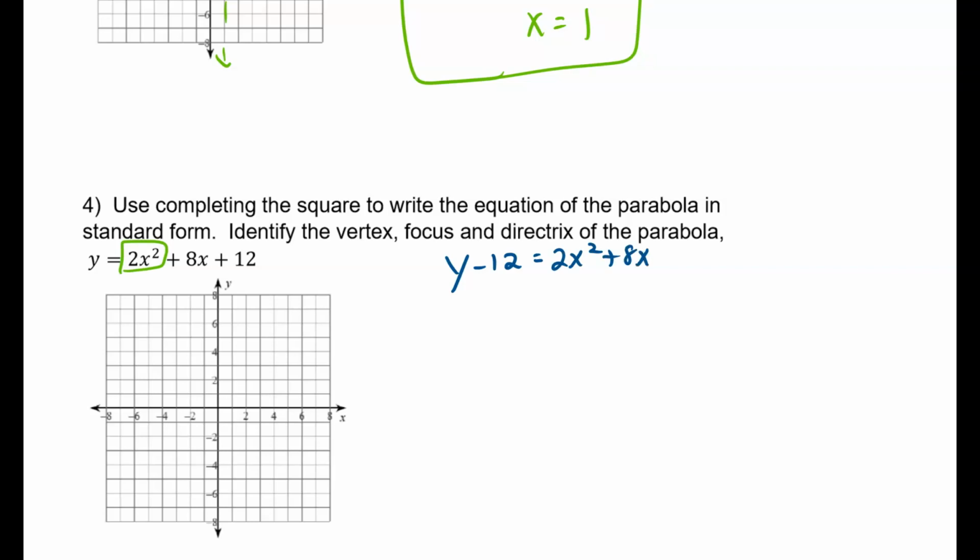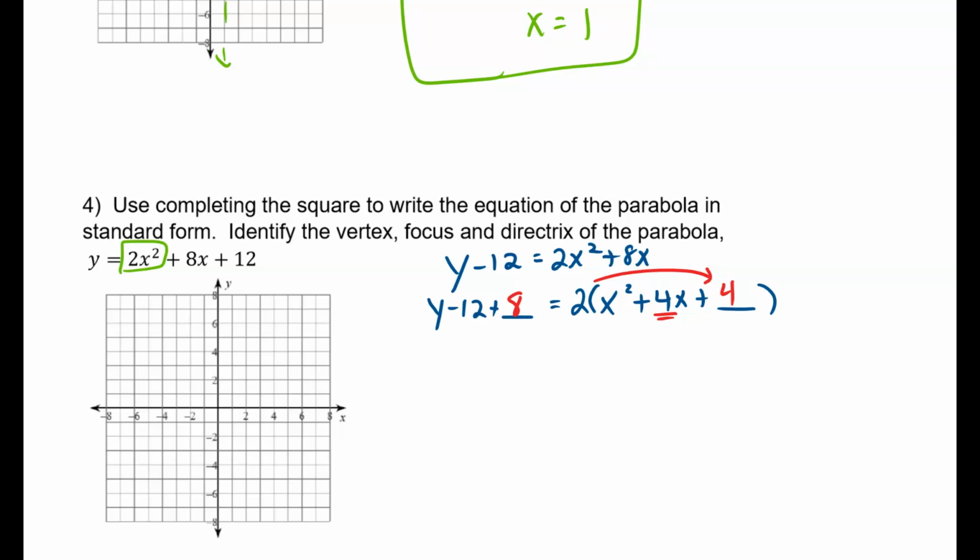Now again, remember, I never want to do completing the square with anything but a 1 in front of my squared terms. So for my very next step, I'm going to go y minus 12 plus blank equals 2 times quantity x squared plus 4x, because I'm factoring out a 2, plus blank. Now, I'm going to do my completing the square. So I look here and I'm like, okay, I'm dividing by 2, which is 2, and I square it, which is 4. And then I go 2 times 4, which is 8, which means I'm actually adding 8 to the other side.